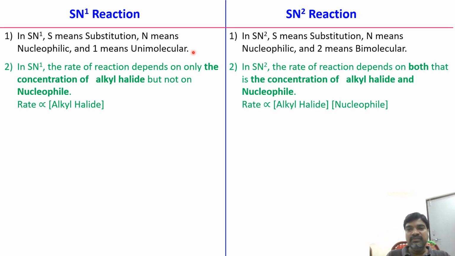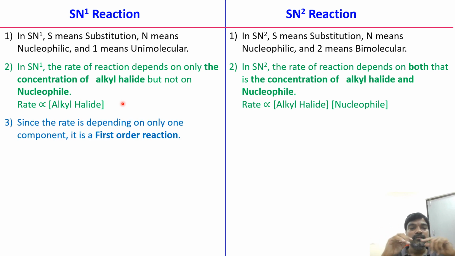However, in the case of SN2, the rate is decided by two factors. One is the concentration of alkyl halide, and the second one is the nucleophile. That means both decide the conversion from starting material to product. The rate is decided by two things, the alkyl halide as well as the nucleophile. Therefore, the rate is directly proportional to alkyl halide and nucleophile in the SN2 reaction mechanism.